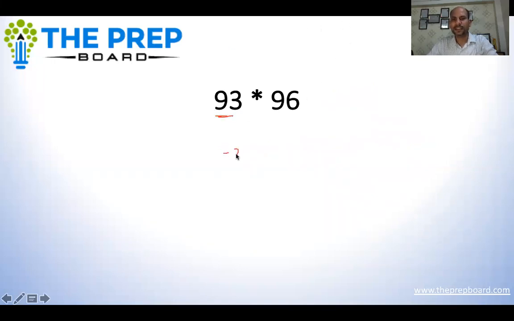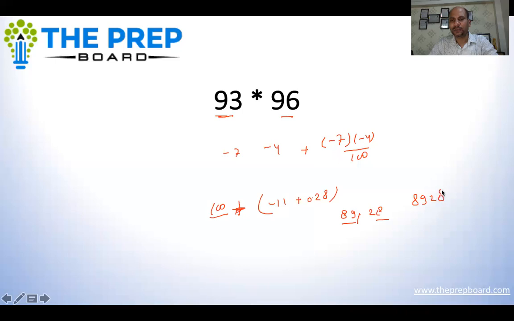So it's minus 7. This is minus 4. Minus 7 minus 4 plus the product upon 100. We'll end up here with minus 11 plus 0.28. And this is what we are supposed to subtract from 100. So it becomes add to 100, not subtract. It becomes 89.28. Remove the point. This is our answer, 8928. So this is the method which is very useful to multiply the numbers.